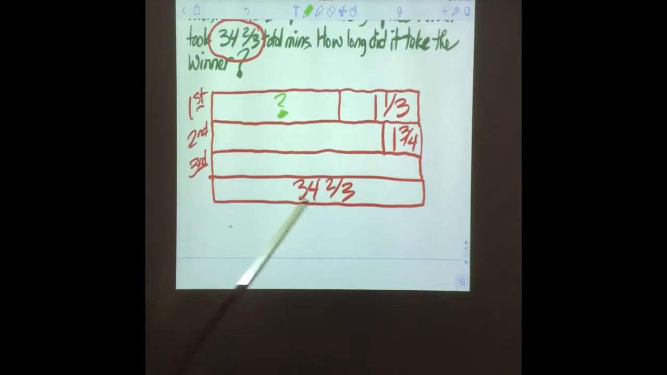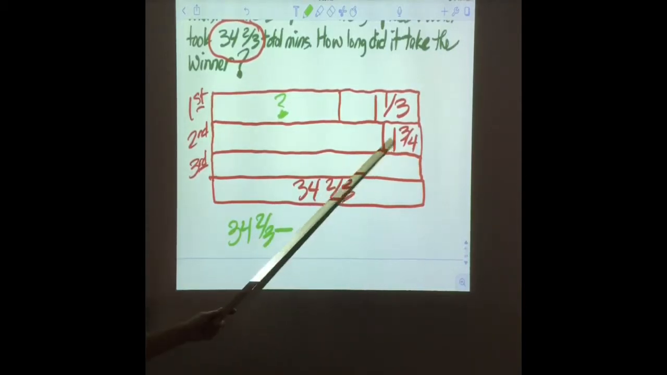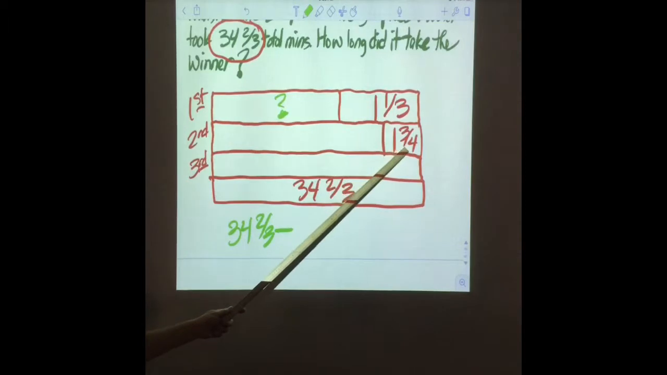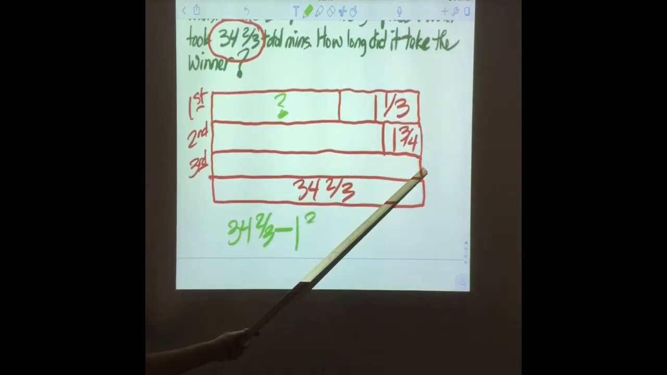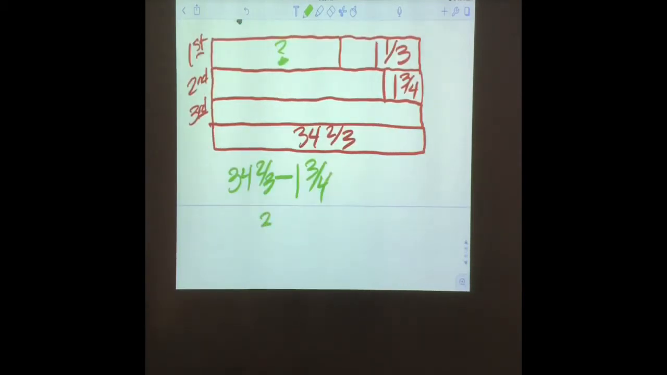So what do we have? I have 34 2/3, and I'm going to subtract this 1 3/4, and that will give me my time. So I'm going to bring my 2/3 down here, and bring my 3/4 here, and I want to turn these into what? The same units. Are these the same units? No, this is thirds, this is fourths. I can't subtract those, so I'm going to have to make them into the same units.